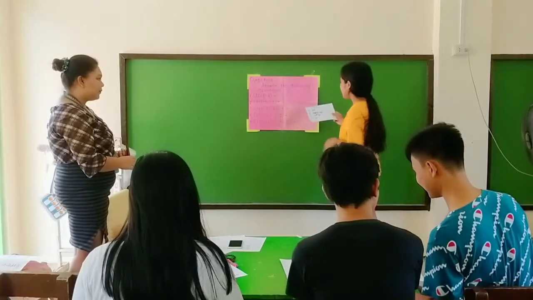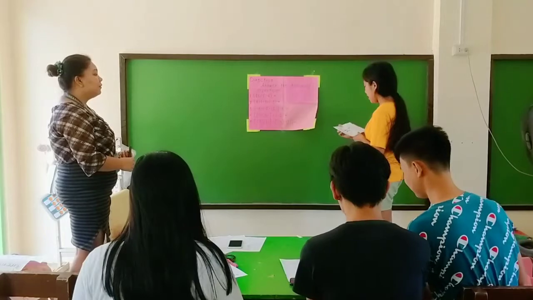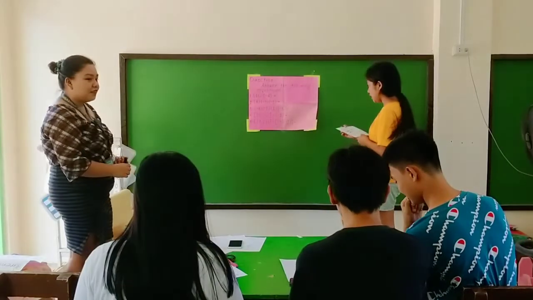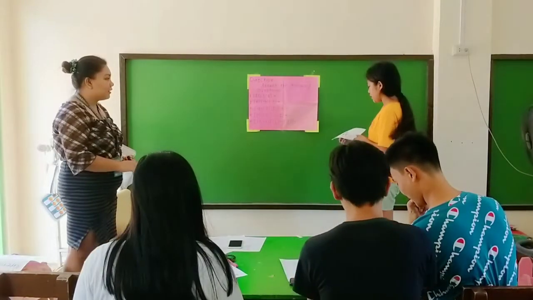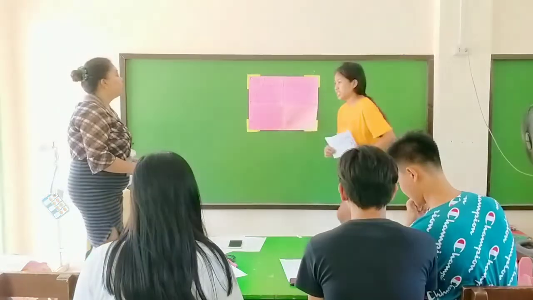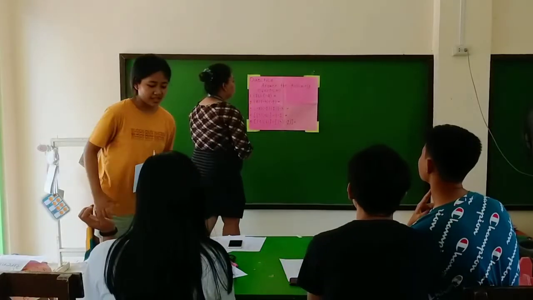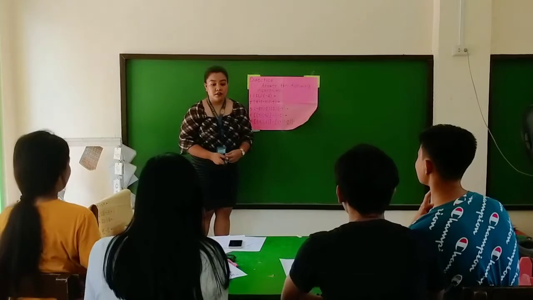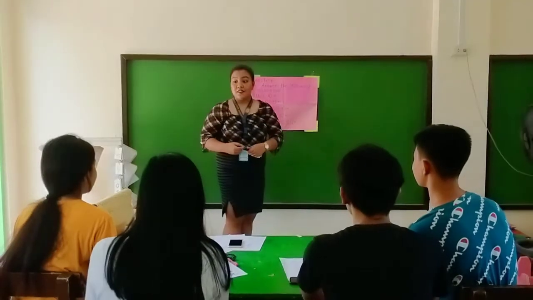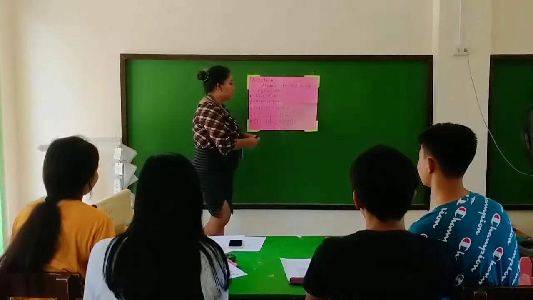In number 2 is positive 24. In number 3 is negative 108. And number 4 is positive 9. And number 5 is negative 6. Okay, very good. So, all of you have correct answers, but there are mistakes. Okay, it's okay.